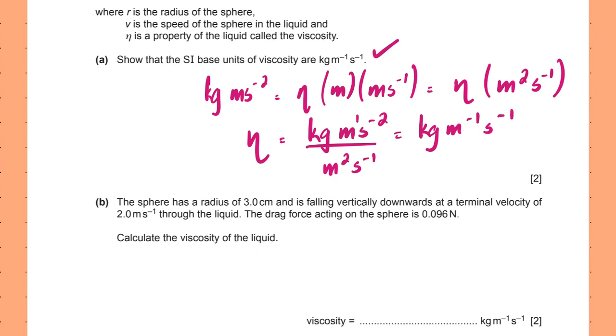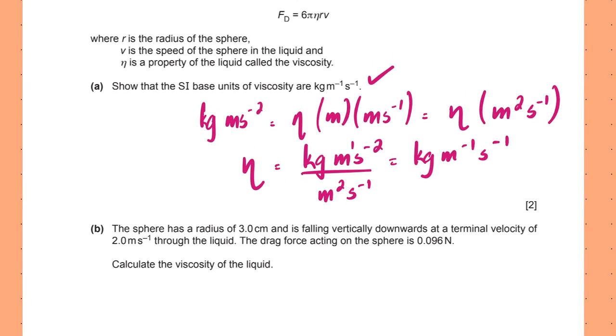Next, the sphere has a radius of 3 centimeters, is falling vertically downwards at a terminal velocity of 2 meters per second through the liquid. Drag force is given, calculate viscosity. So I'll just use the expression above. So drag force is 0.096 equals 6 pi, and we need to find eta again.